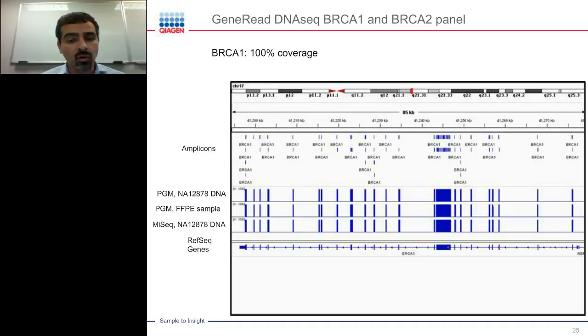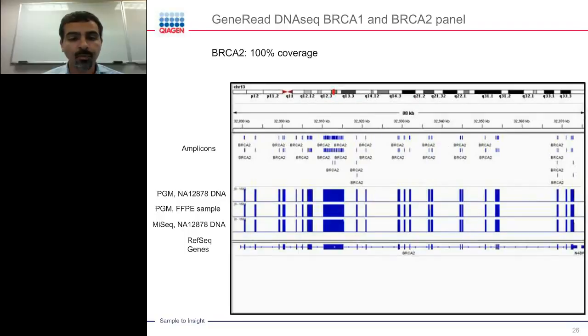And not only that, but we do see a very high degree of uniformity across the different exons of BRCA1 on this slide, which allows you to sequence your samples to a specific depth of coverage, and you don't have to go very high to account for lowly covered regions. A high degree of uniformity, as you can see over here, allows you to be more flexible with your sequencing coverage. So here's coverage for BRCA2.